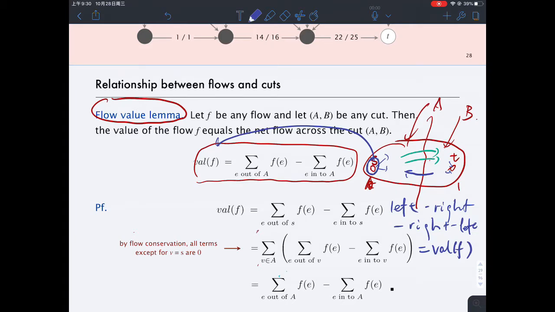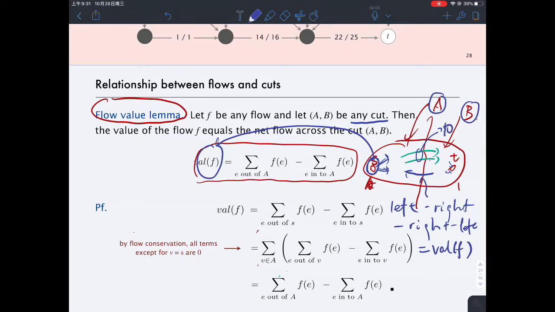Basically, I can focus on the node S and look at how much flow is circulating out of S and subtract the amount of flow that is circulating back to S, right? So this is the definition of the value of the flow. But in order to calculate the value of the flow, we can also utilize any cut. So let A, B be any cut. To calculate how much water is moving from S to T, I just need to calculate how much water is moving from A to B minus the amount of water moving from B to A, right?